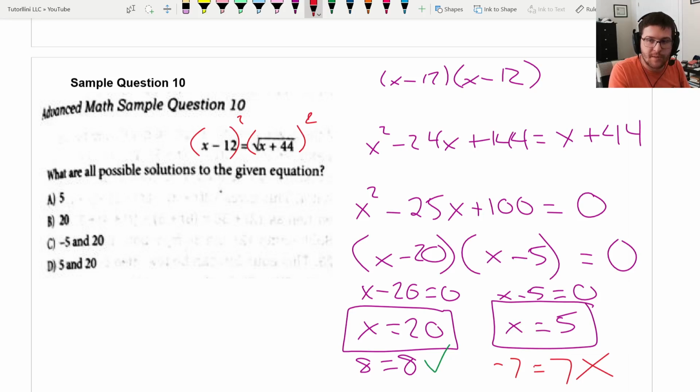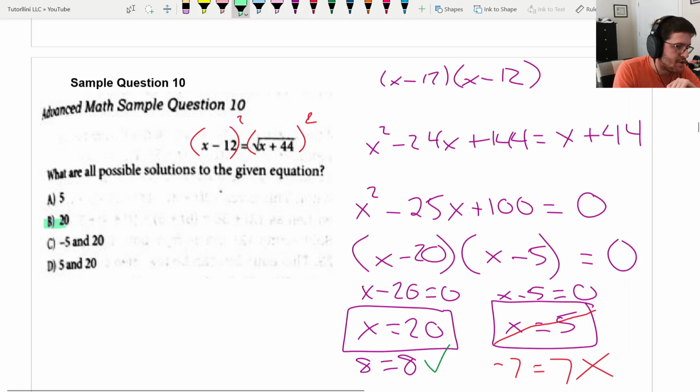We don't put a plus or minus sign because we did not take the square root of both sides in our algebra. We never did that. We actually did the opposite. We squared both sides. So we don't put a plus or minus sign when we square both sides. Okay, so negative 7 does not equal 7. So that is wrong. So the only answer is 20, which is answer choice B.